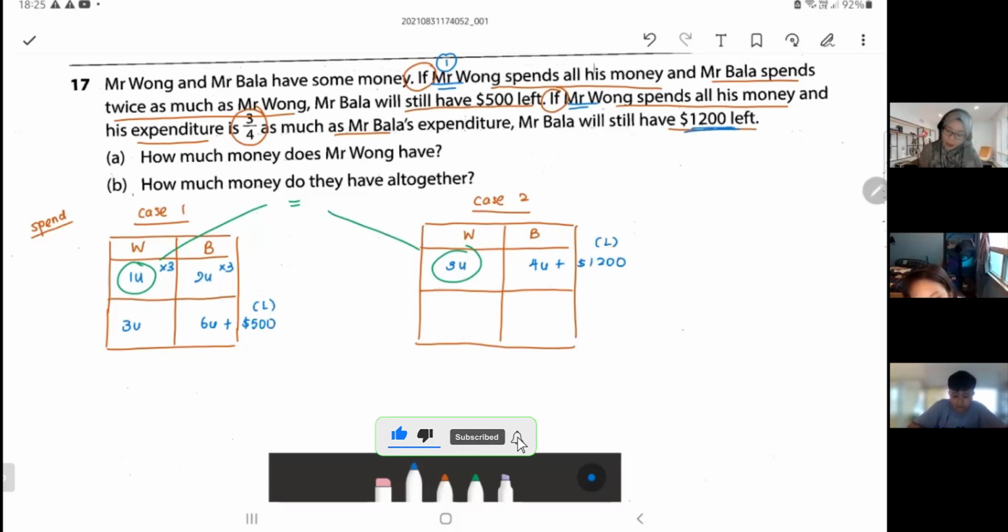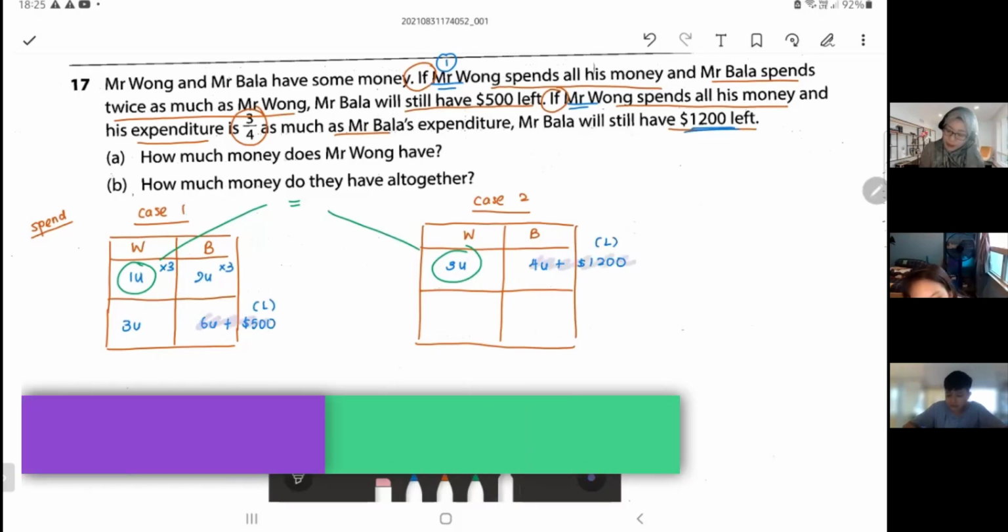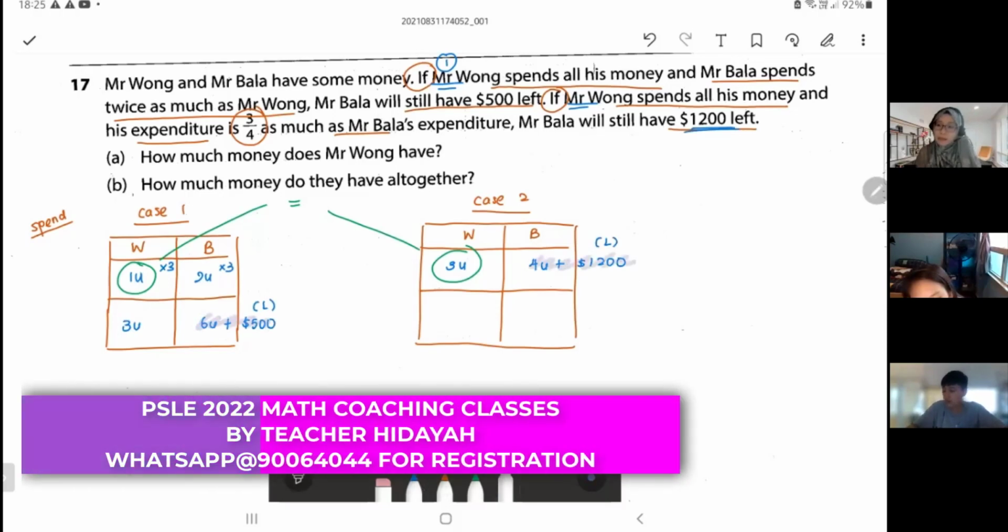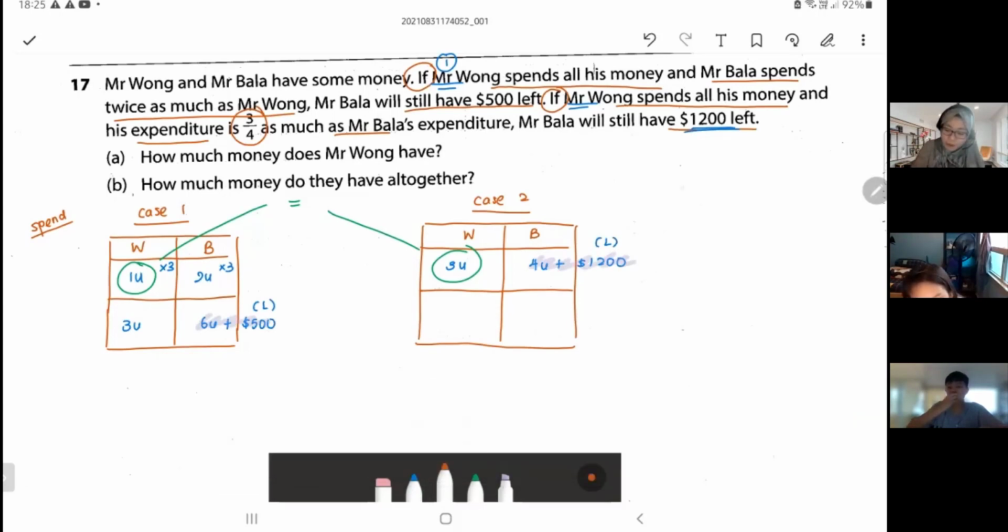So if we look at Mr. Bala, whatever he has here and here, it's supposed to be the same because we're talking about Mr. Bala's money. So Mr. Bala's money must be the same also. So we can pluck it out. 6 units plus 500 equals 4 units plus 1,200. Compare the units at one side and bring over the number to the other side. So 2 units is 700. 1 unit is 700 divided by 2.